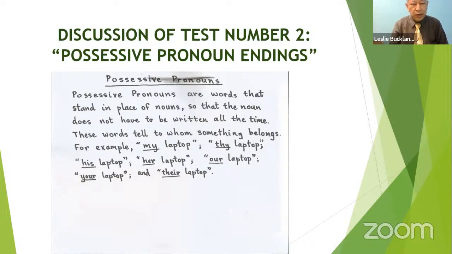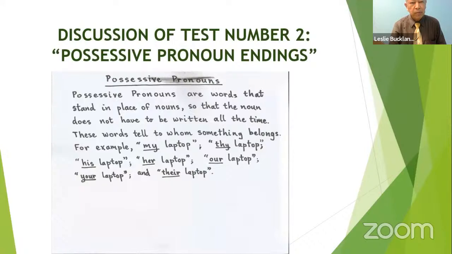Thy laptop, that's Old English. In modern English, we say your laptop, whether it is referring to one person or more than one person. In this case, I've used the Old English to distinguish the singular person from the plural. Thy laptop, his laptop, her laptop, our laptop, your laptop, and their laptop. All those words underlined illustrate the possessive pronoun. It tells to whom something belongs.